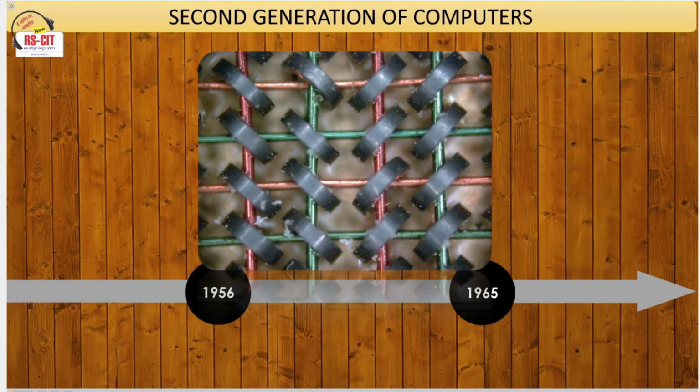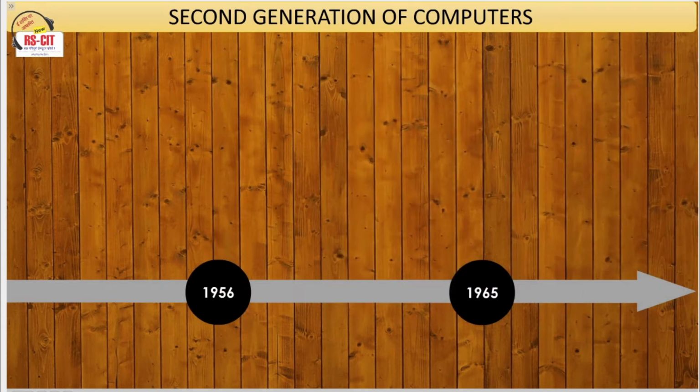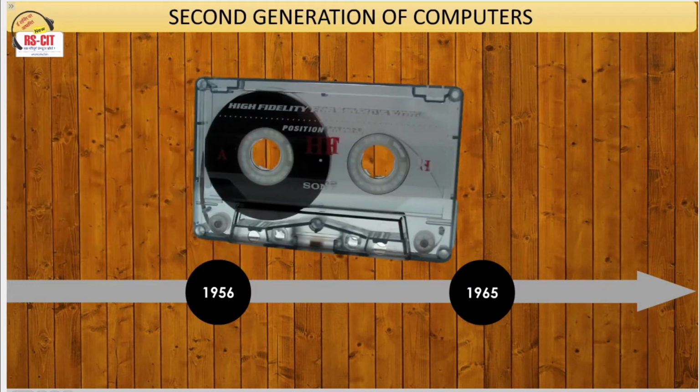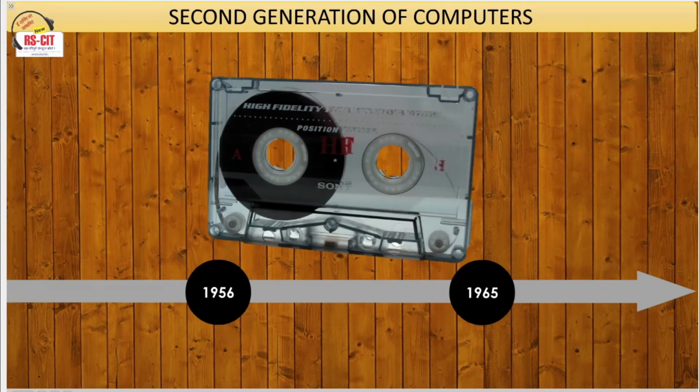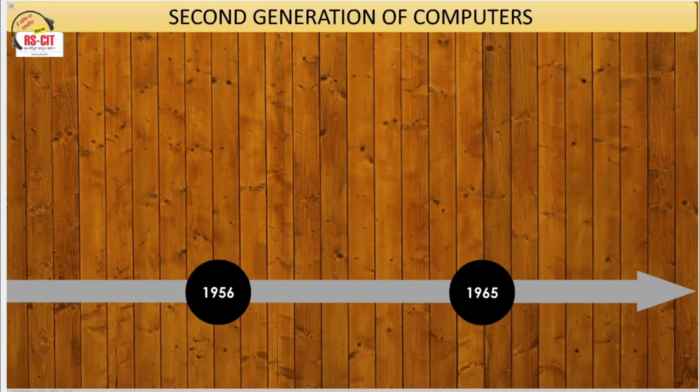In this generation, magnetic cores were used as primary memory, and magnetic tapes and magnetic disks were used as secondary storage devices. High-level languages such as COBOL and Fortran were introduced in this generation.